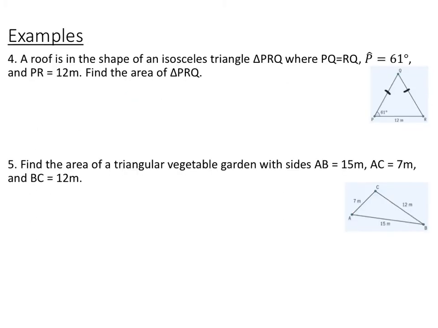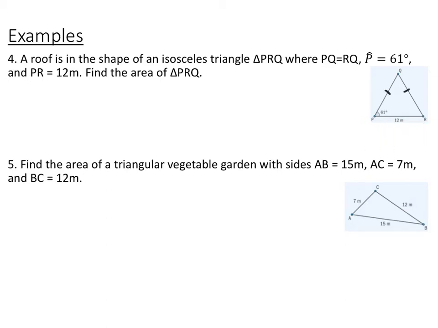In example number 4, we have a roof in the shape of an isosceles triangle. Remember, an isosceles triangle means that two of the sides are the same. In this case, PQ and RQ are congruent. They give us that angle P is 61 degrees, and this base side here, PR, is 12 meters.